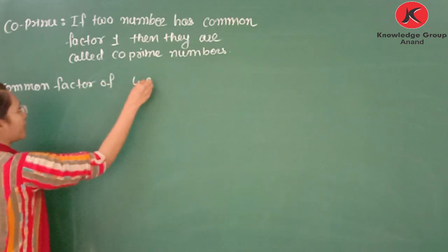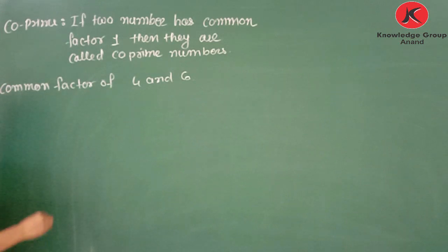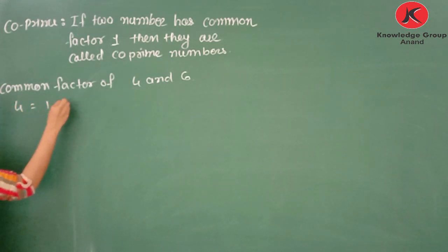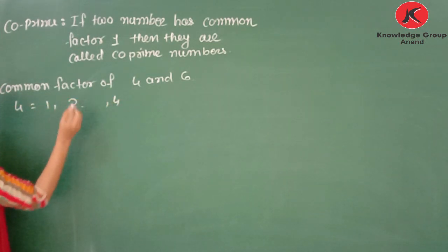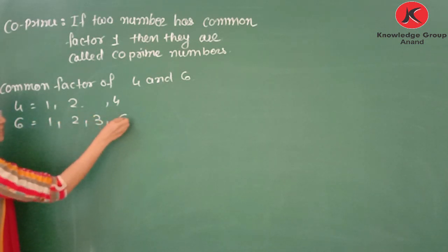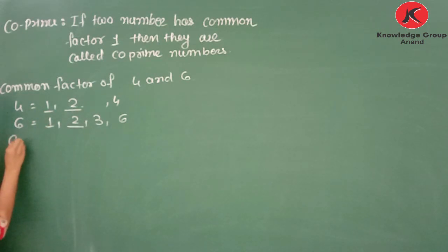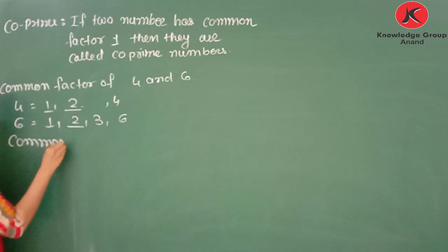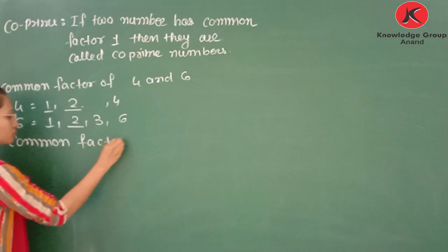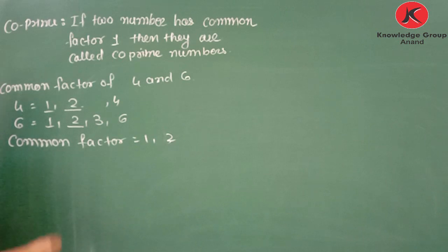Common factor of 4 and 6 means we need to write the factors of 4, that is 1, 2 and 4. Factors of 6: 1, 2, 3 and 6. What are the common factors? 1 and 2. So we can write the common factors: 1 and 2.